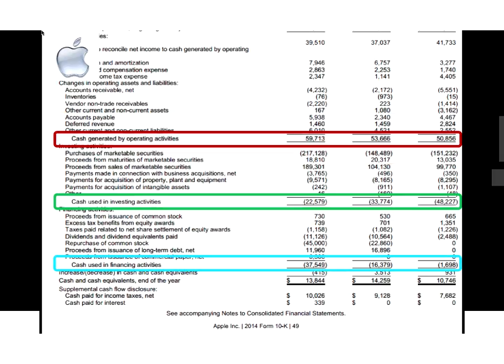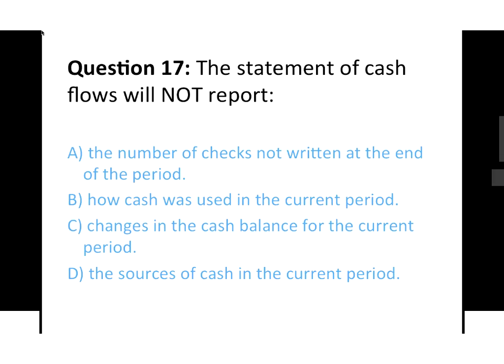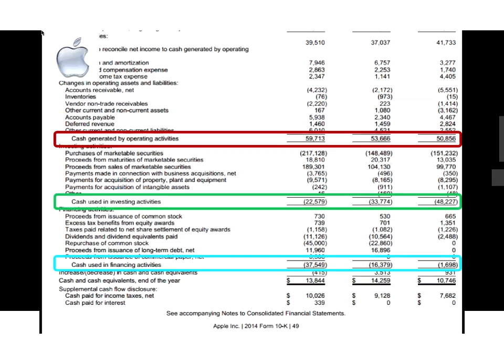And then we look at the financing. It used cash for financing. What did it do with financing? It did two big things with financing. It paid dividends, and it repurchased common stock. So Apple's out there buying its own stock back. It's buying its own stock back for employee stock ownership programs. It's also probably buying its own stock back to buoy up the price of Apple stock.